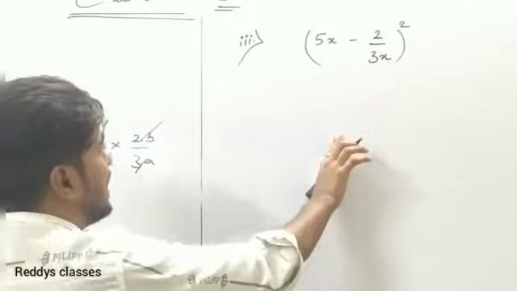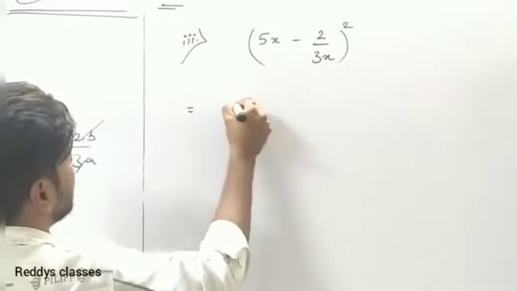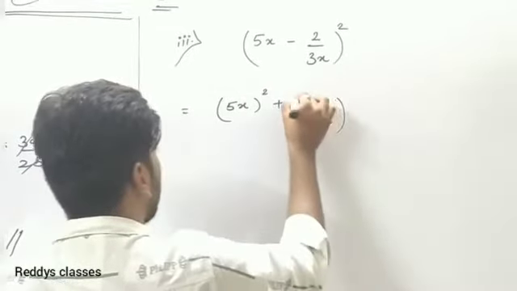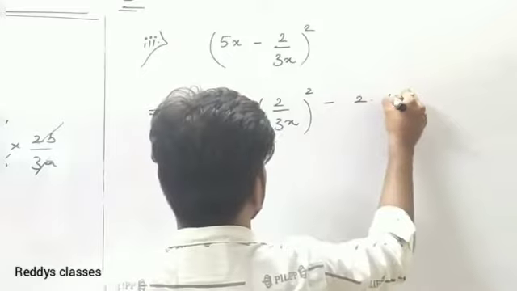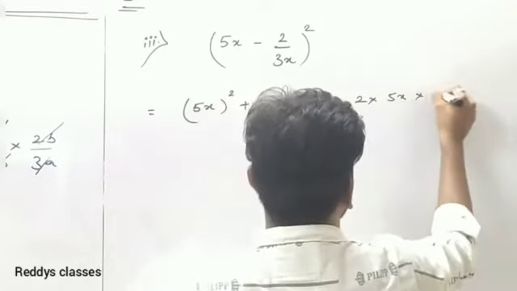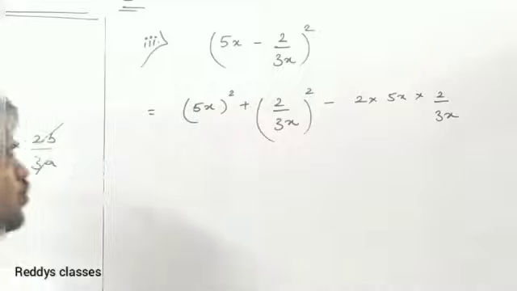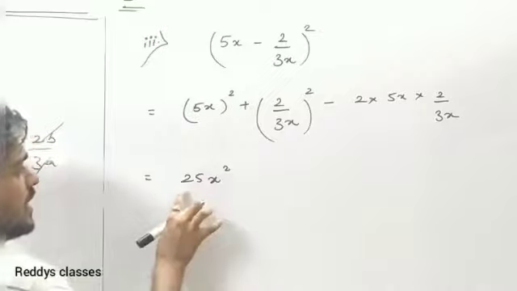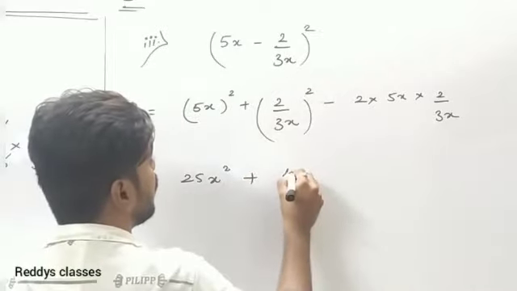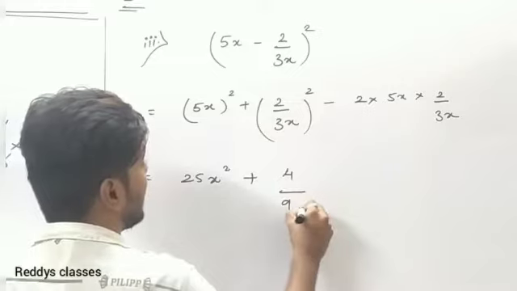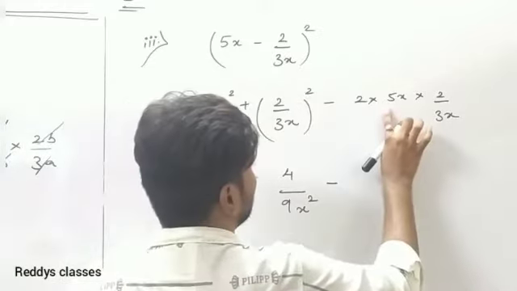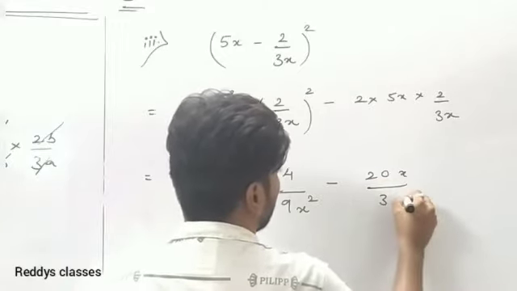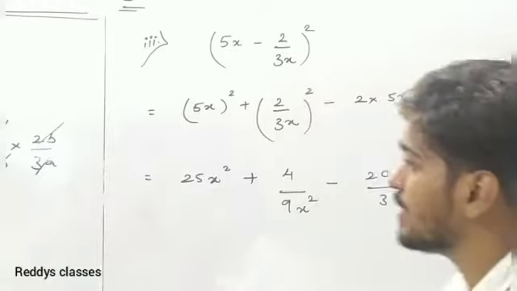(5x minus 2 upon 3) the whole square. Let us use the same formula. a square plus b square minus 2ab. Now a square means 25x square, 5 square is 25x square, plus what is the square of 2? 4 upon square of 3 is 9x square, minus 5 into 2 is 10, 10 into 2 is 20. We have 20x upon 3x.